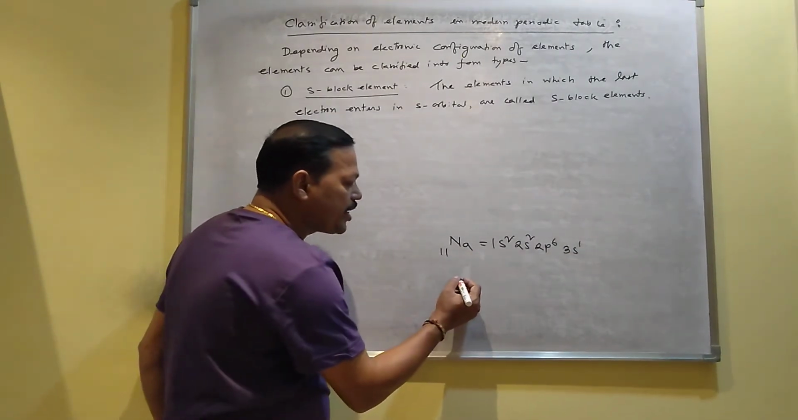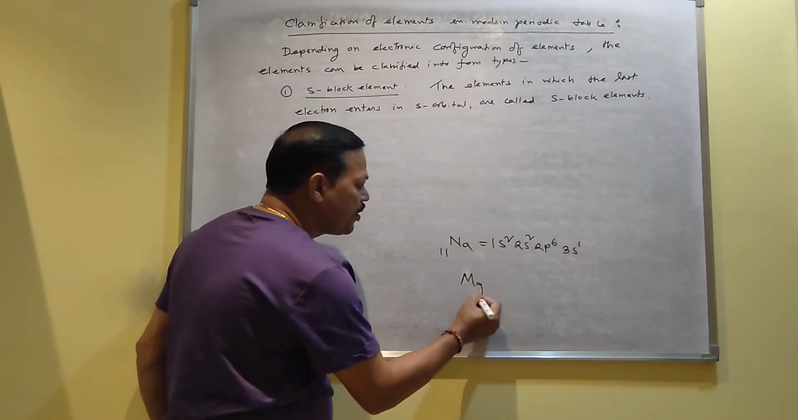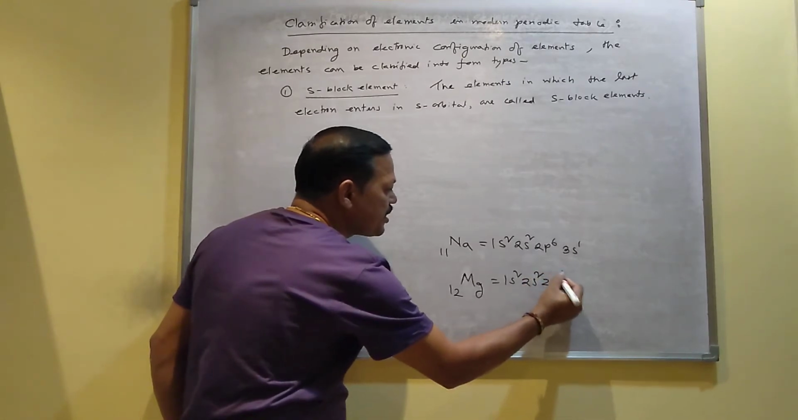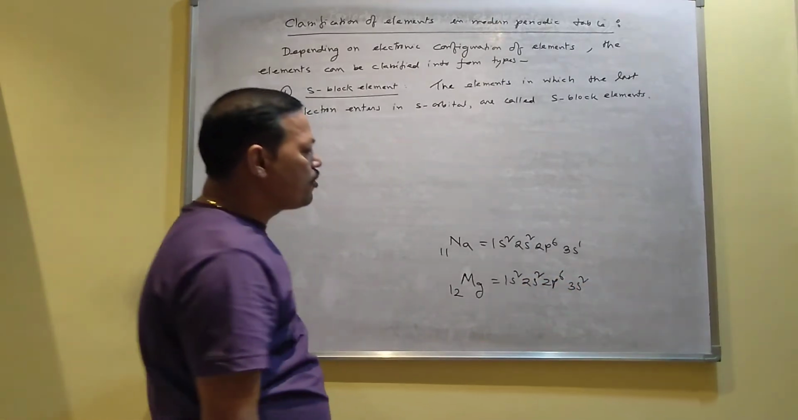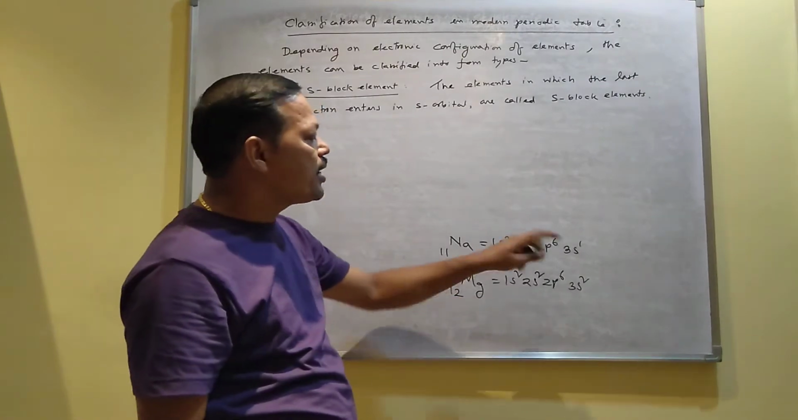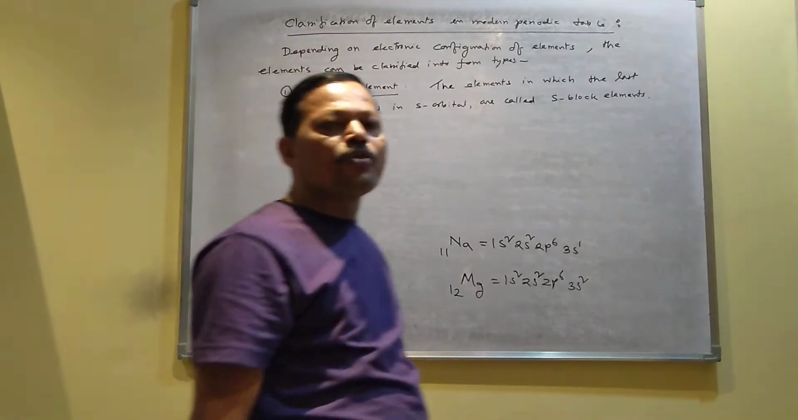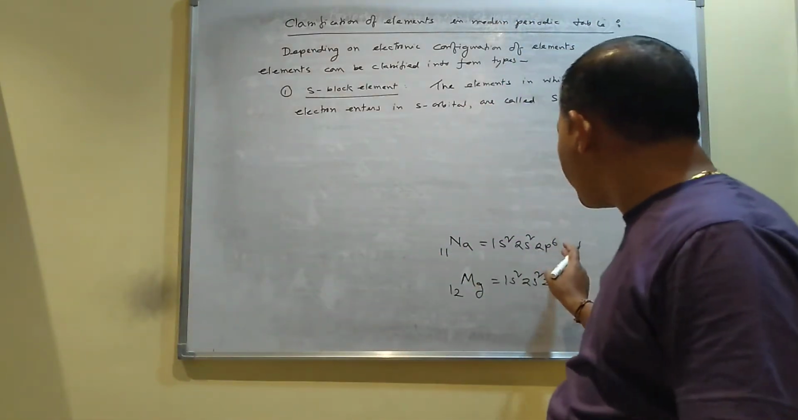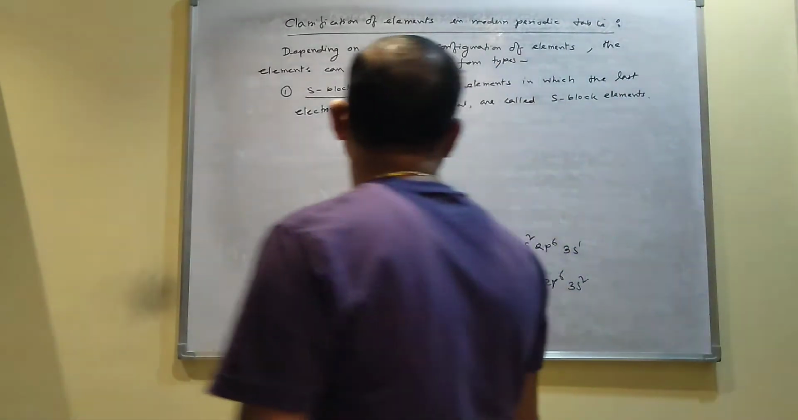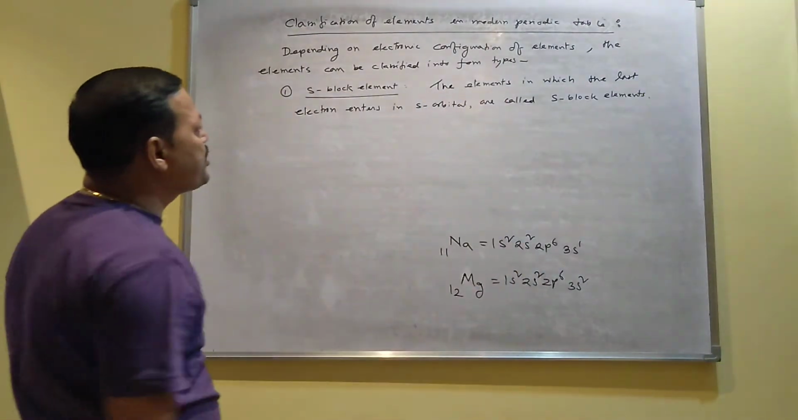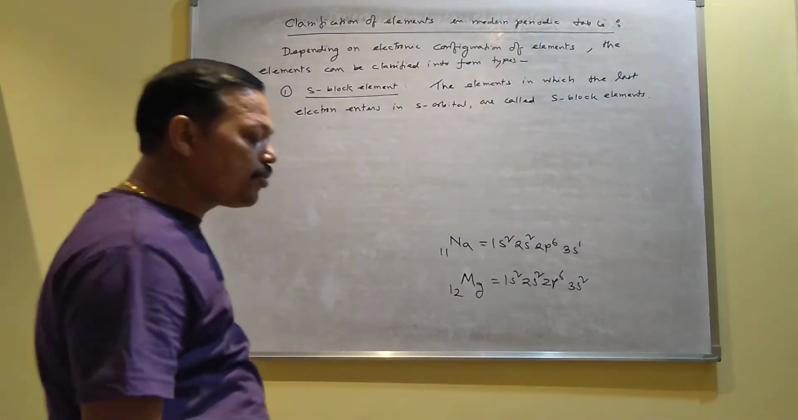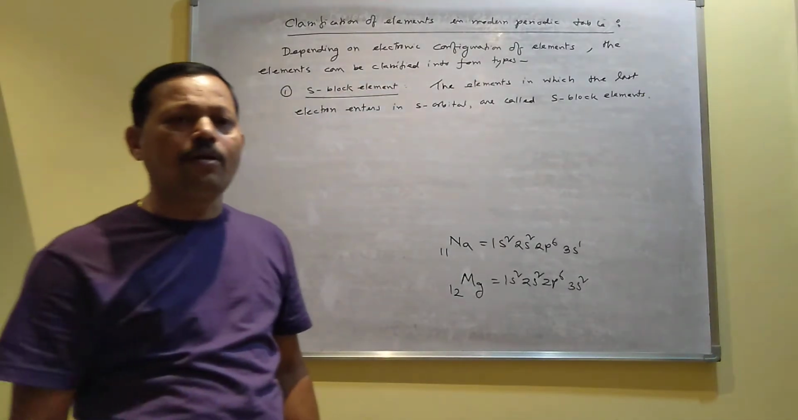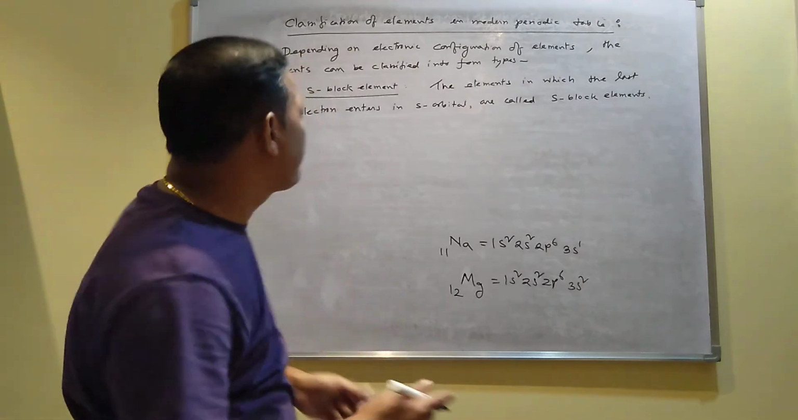If you want to write the electronic configuration of magnesium, 12, 1s2, 2s2, 2p6, then 3s2. Here also the last electron is present in S orbital, that's why this also belongs to S block. So you write the electronic configuration of an element, and those elements in which the last electron enters in S belong to S block elements. Now, in our periodic table, where are the S block elements present?